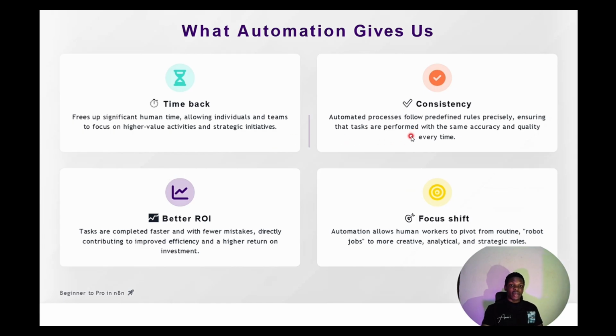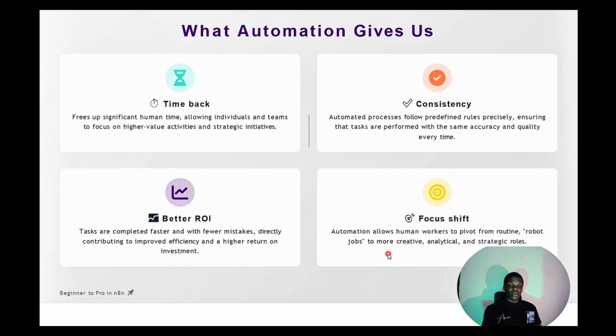The next is consistency. Automated processes follow predefined rules precisely, ensuring that tasks are performed with the same accuracy and quality every time. So when you automate a workflow, you are sure that the result should be the same every time. So better return on investment. So tasks are completed faster and with fewer mistakes, directly contributing to improved efficiency and a higher return on investment.